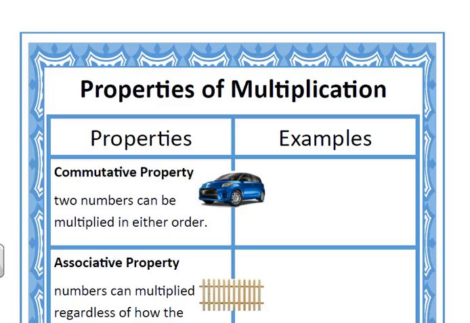So the first one is commutative. So what does commutative sound like? It's like commute. Your parents may say, oh, the commute to work was horrible today. Well, that's because it's going from one place to another. And we may think of this as fact families. So let me write one down. Very simple, 5 times 3.